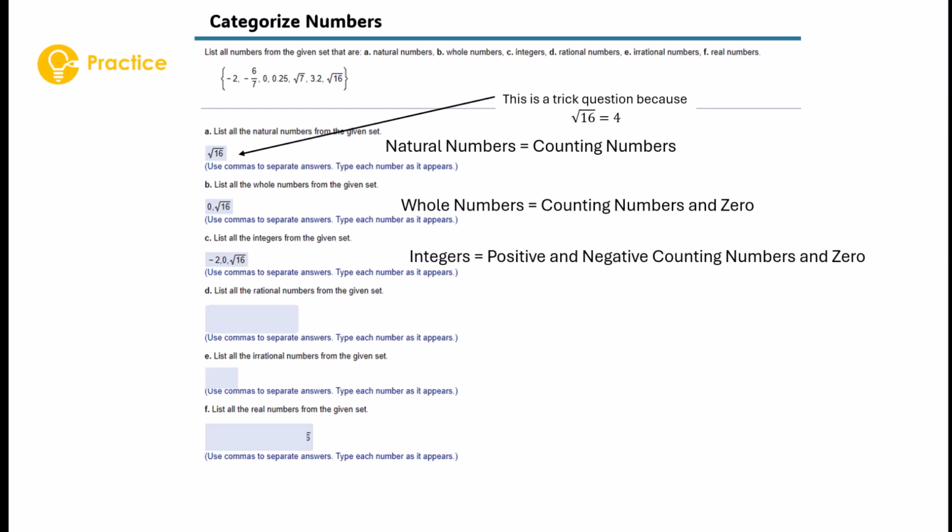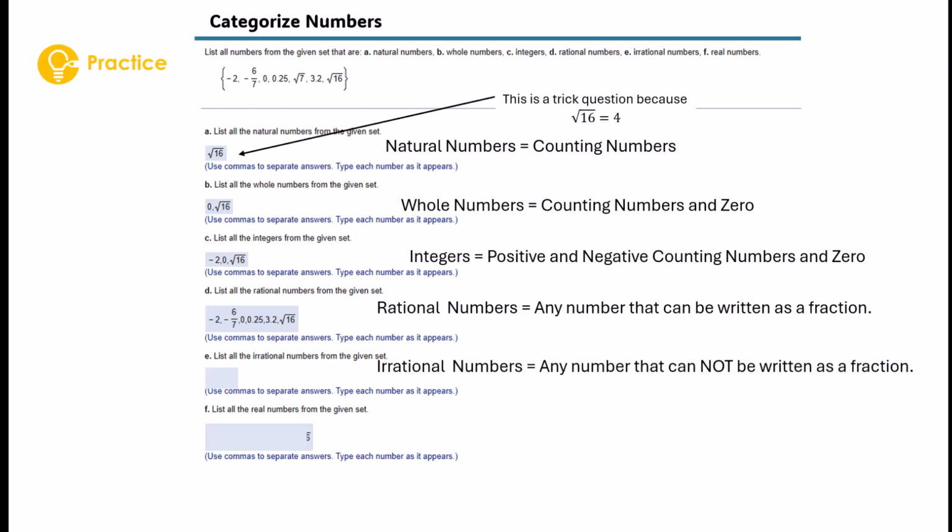D, list all of the rational numbers from the given set. Remember, rational numbers are any number that can be written as a fraction. For this set, we have -2, -6/7, 0, 0.25, 3.2, and the square root of 16. E, list all irrational numbers from the given set. Irrational numbers are any number that cannot be written as a fraction. So basically, what didn't we write down from our set? Square root of 7. Finally, F, list all the real numbers from the given set.